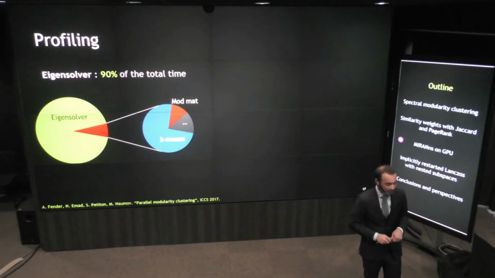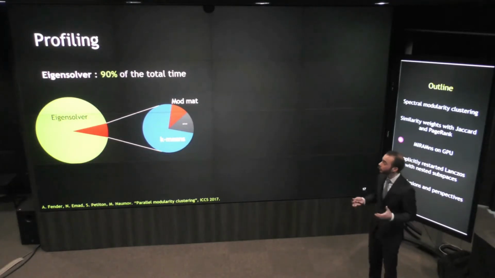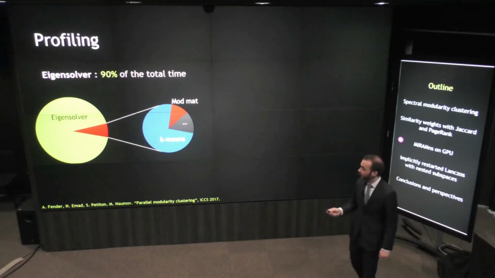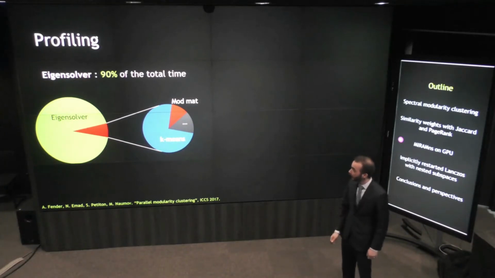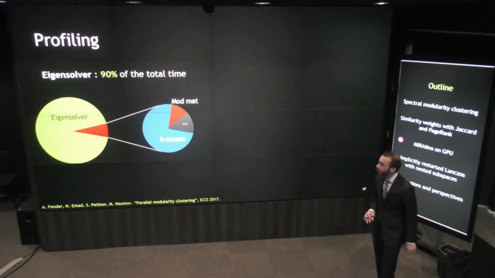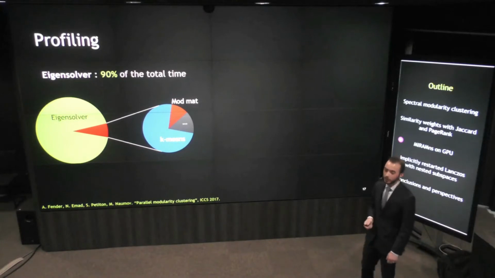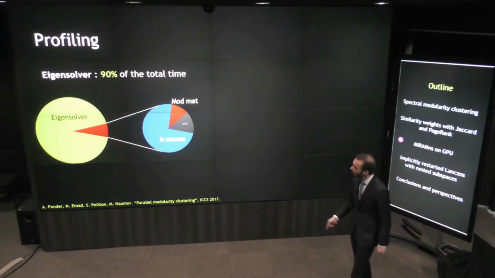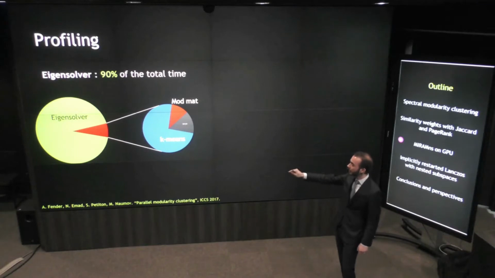At this point, it is important to know where the time is spent. In this whole clustering application, the eigensolver takes 90% of the time. It is actually good news because we know exactly what we need to look at in order to get better performance. Also, this is a profile on GPU. We implemented it directly on GPU, so k-means here doesn't take much time.